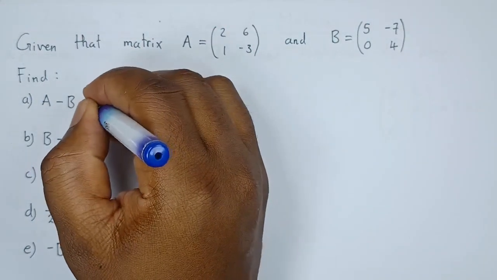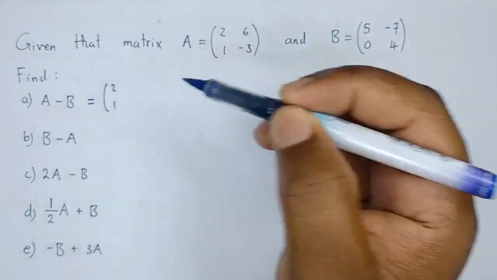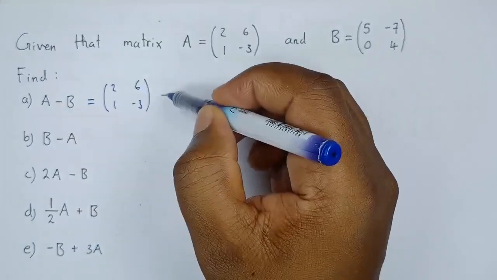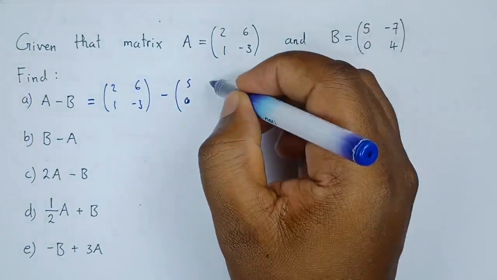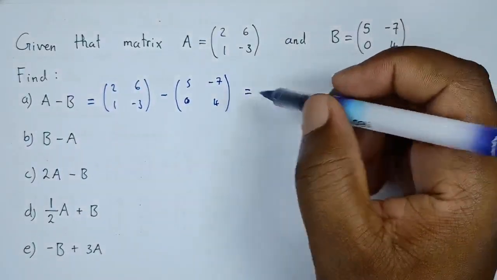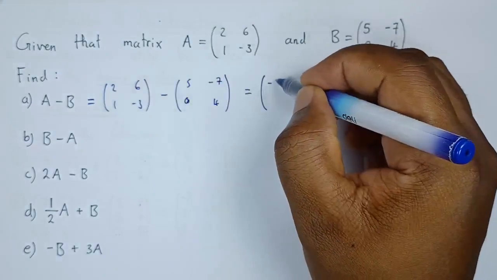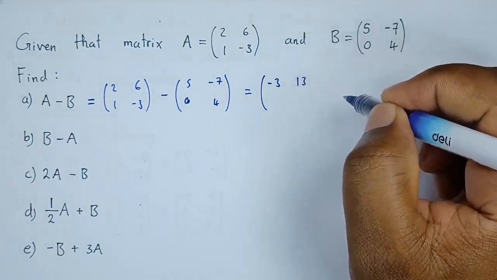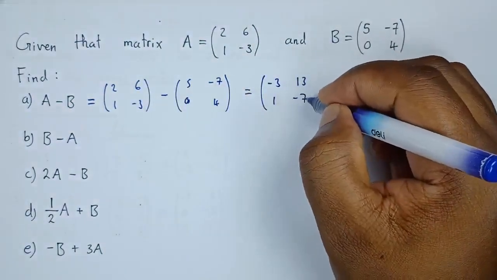For the first one, we're subtracting them. So let's just write them down as they are. Matrix A is 2, 1, 6, minus 3. We're subtracting B, which is 5, 0, minus 7, and here we have a 4. So subtracting these two, what do we get? 2 minus 5, we have minus 3. 6 minus negative 7, we'll have a positive 13. 1 minus 0 is 1. Negative 3 minus 4, we have minus 7.